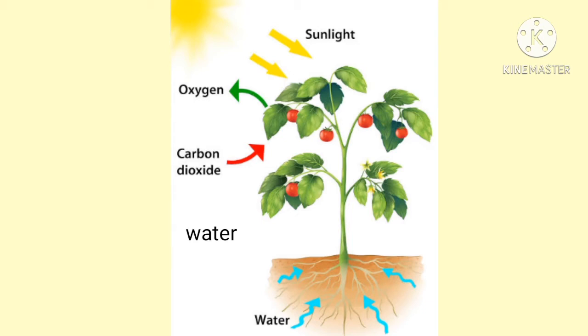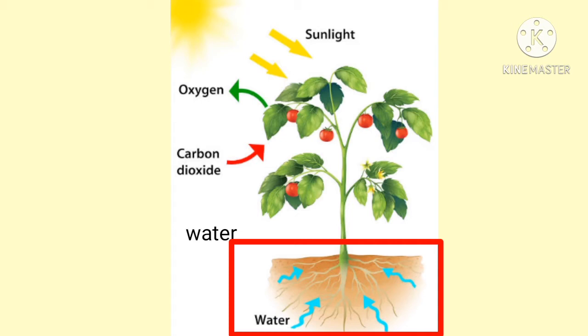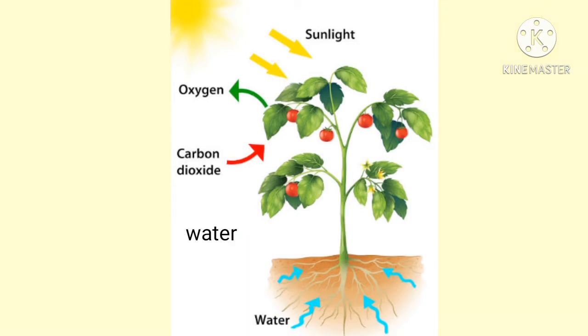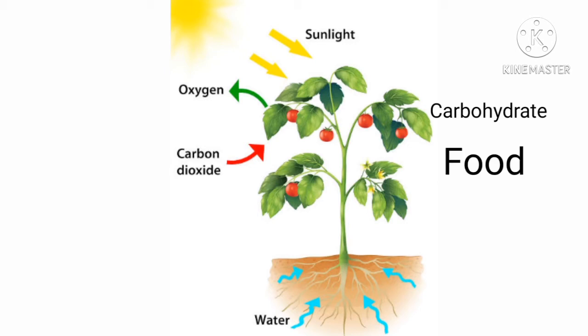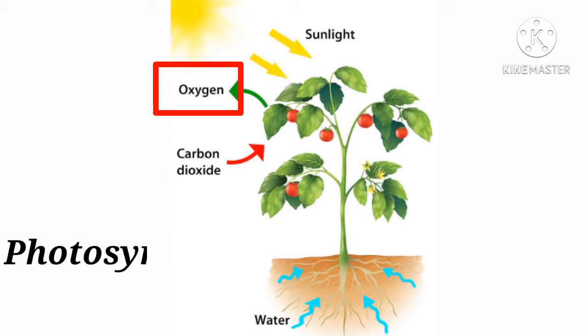Plants get water from the soil. The roots of the plant absorb the water and the stem transports this water to different parts of the plant. Leaves use this water to prepare their food. So, leaves use carbon dioxide and water, and in the presence of sunlight and with the help of chlorophyll pigment which is present in the green leaves, the leaves produce carbohydrate, nothing but food, and also release oxygen. This is the process of photosynthesis.